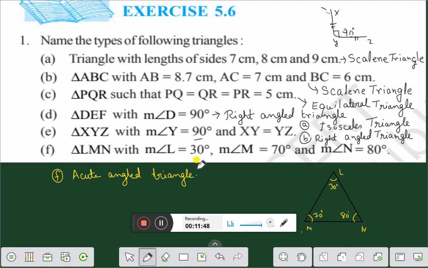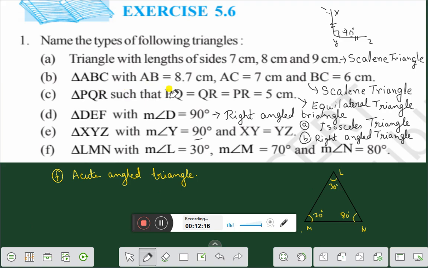Let us repeat once again. Right? Here you see, name the types of the following triangles. Triangle with length 7 centimeter, 8 centimeter and 9 centimeter. According to naming of triangle according to side, all the sides are unequal, therefore it is known as scalene triangle. B. ABC with AB equal to 8.7 centimeter, AC equal to 7 centimeter and BC equal to 6 centimeter. In this case also all the sides are unequal, therefore it is known as scalene triangle.